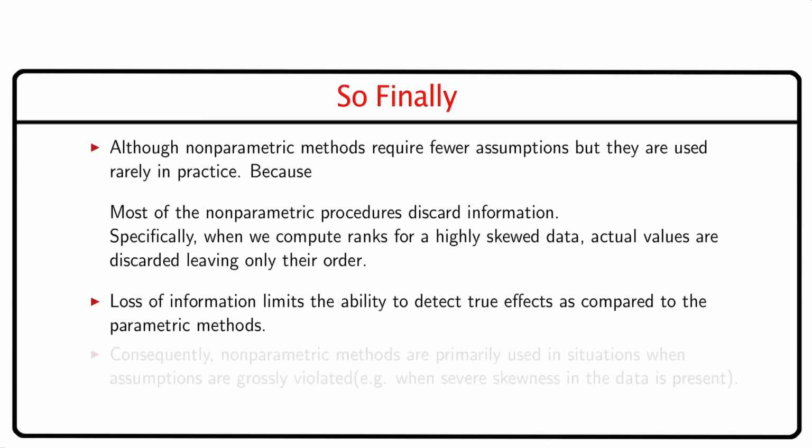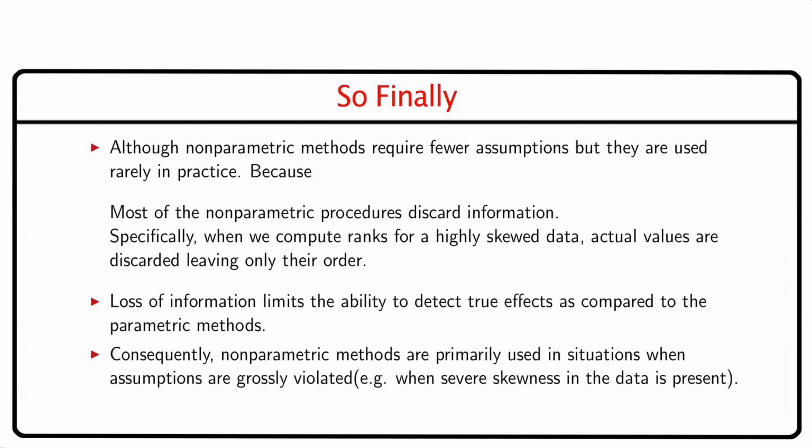And specifically, when we compute ranks for a highly skewed data, actual values are discarded, leaving only their order. So loss of information limits the ability to detect true effects as compared to the parametric methods. Non-parametric methods are primarily used, or should be primarily used, in situations when assumptions are grossly violated, that is when severe skewness in the data is present. That is, if we find a sign of severe skewness in the data, we must use non-parametric methods. And if the deviation from normality or from symmetry for the data is very nominal, we could use the normal t-test, and in that case t-test will be efficient.